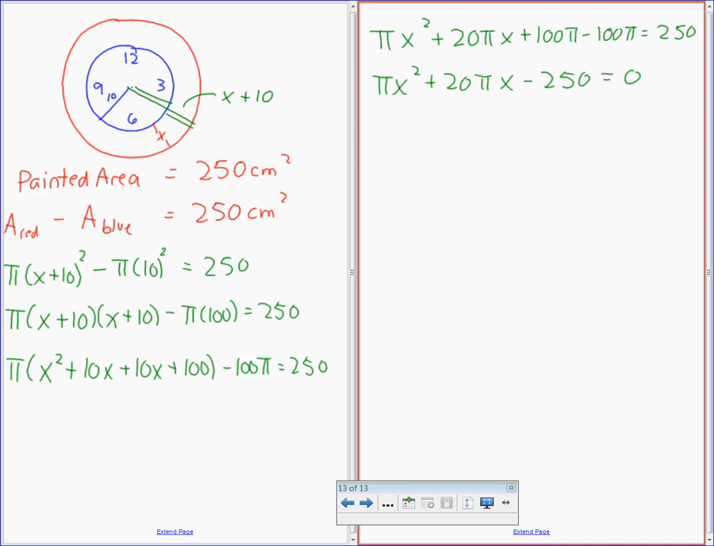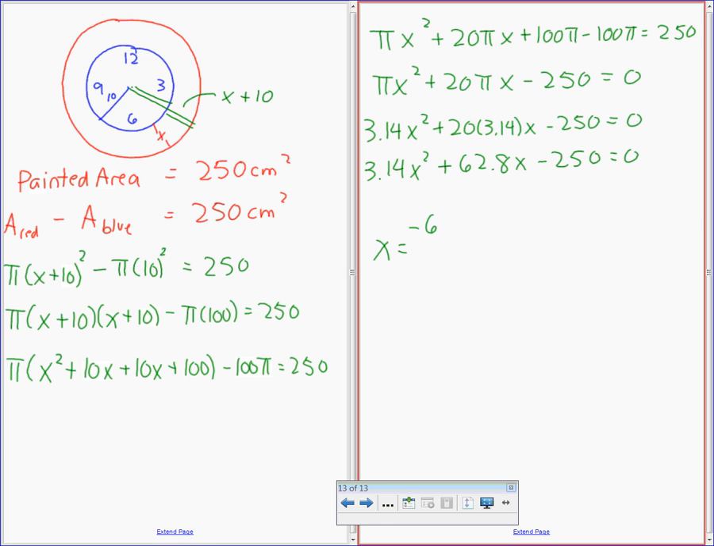All right, so now you can switch to 3.14 if you want to. Again, we're rounding a little bit here for pi, so our answer is going to be off by a little bit. And now we just solve by quadratic formula. So I'll do this very, very quickly. So x is going to be negative 62.8 plus or minus the square root of 62.8 squared minus 4 times 3.14 times negative 250.